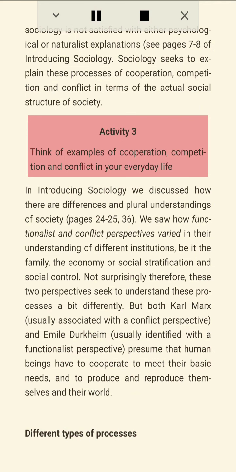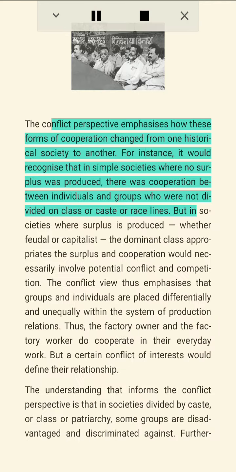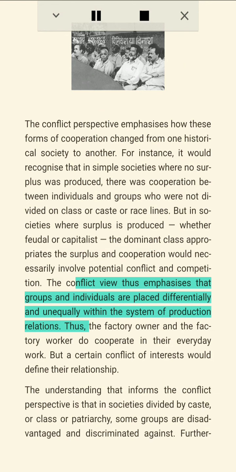The conflict perspective emphasizes how these forms of cooperation changed from one historical society to another. For instance, it would recognize that in simple societies where no surplus was produced, there was cooperation between individuals and groups who were not divided on class or caste or race lines. But in societies where surplus is produced, whether feudal or capitalist, the dominant class appropriates the surplus, and cooperation would necessarily involve potential conflict and competition.